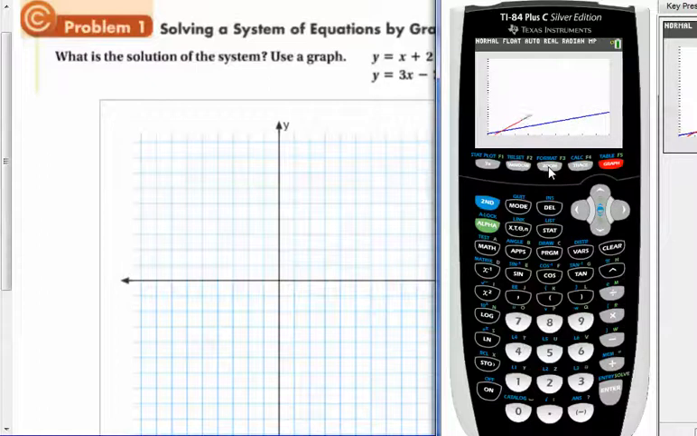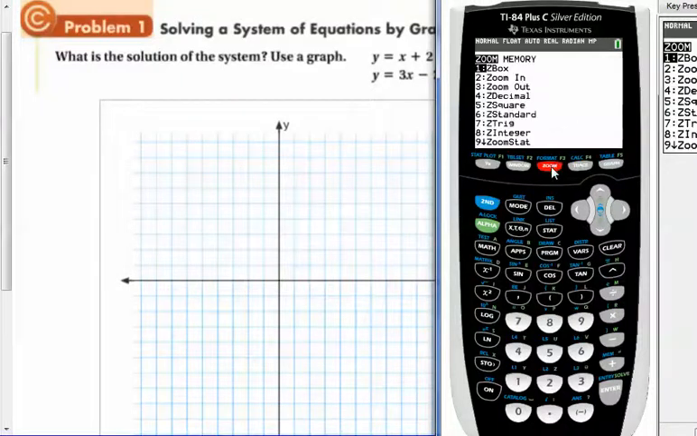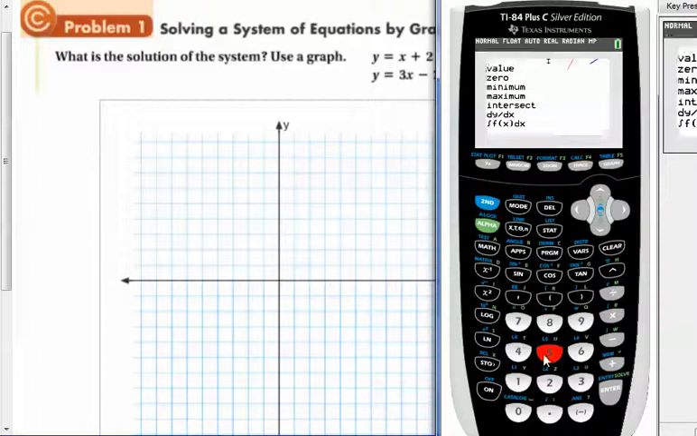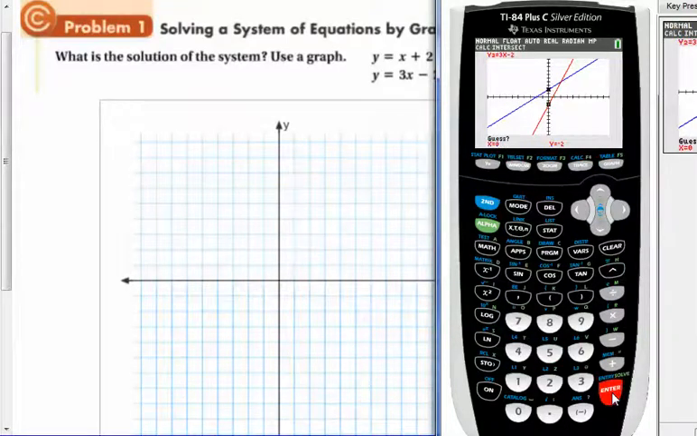And there's the first line, and there's the second line. Let me make it so we can see it a little better. Here's that one, and here is the other one. Now, this is the intersection. That's the solution. The calculator will do it for you. My intersection is 2 comma 4. That is my answer. If I had to do it by hand, I would use all the skills I learned in chapter 5. No big deal, but that's how it works.